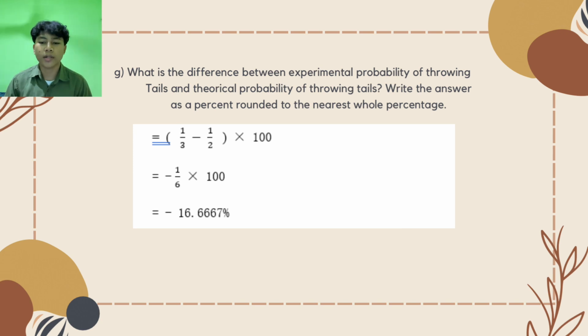So the experimental probability of throwing tails is 1/3, and the theoretical probability of throwing tails is 1/2. So 1/3 minus 1/2, and we get negative 1/6. Then negative 1/6 times 100, and we get negative 16.6667%.